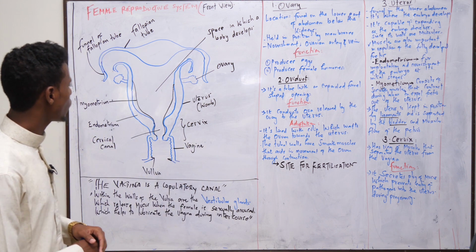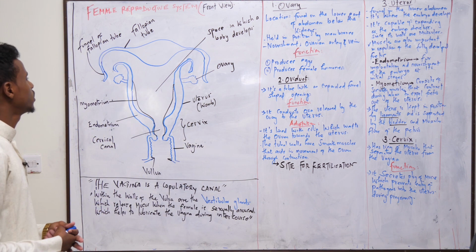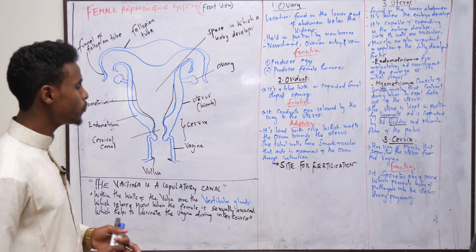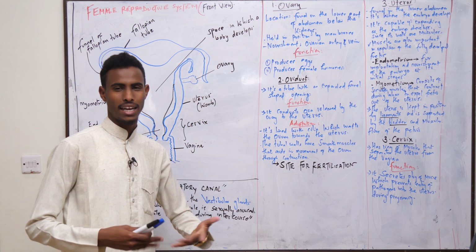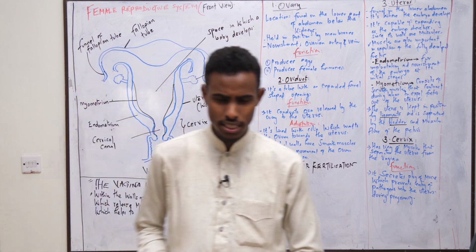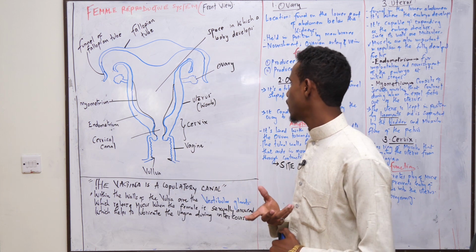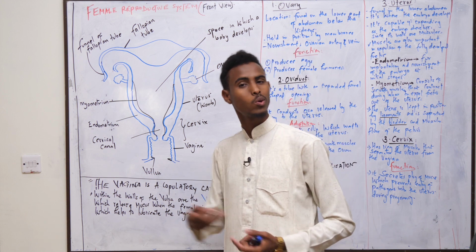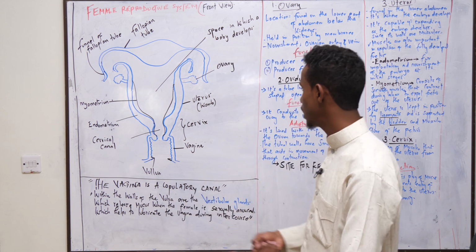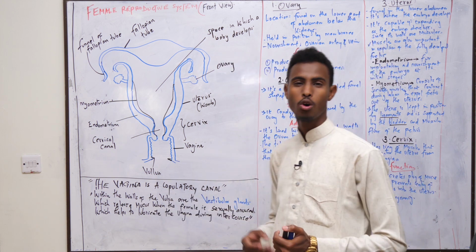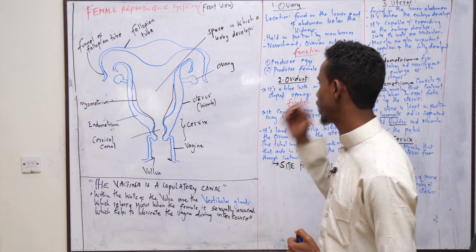Good. Now, what is the function of the oviduct? The oviduct is the site for fertilization. Fertilization basically means the fusion of the male nucleus and the female nucleus. The male nucleus comes from the sperm, while the female nucleus comes from the ovum released by the ovary.